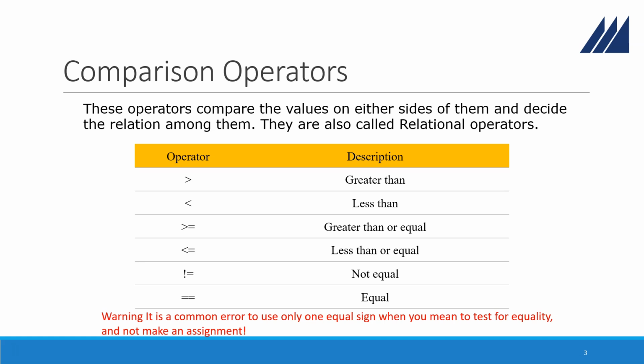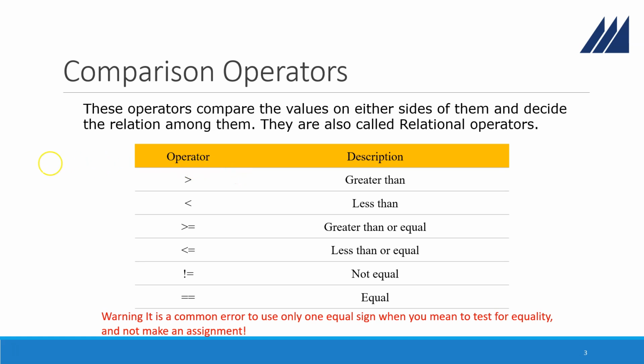Comparison operators actually compare two values. You have two values, one on the left-hand side and one on the right-hand side. And between them, you will have the comparison operator. Based on that comparison, the result is going to be either true or false.